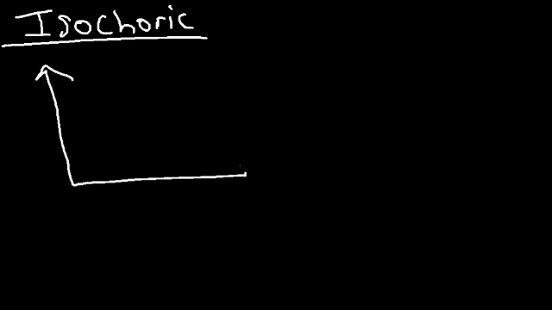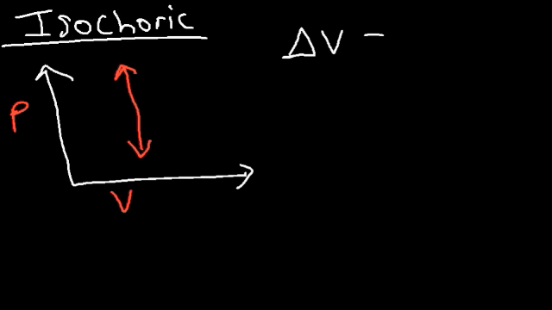Now the first process that we need to talk about is an isochoric process. In a PV diagram, it looks like this. It's basically a straight line going up or down. For an isochoric process, the change in volume is 0. So therefore, the work performed is 0. Since there's no area, there's no shaded region. Because work is equal to 0, Q is equal to W. I mean, not W, but delta U.